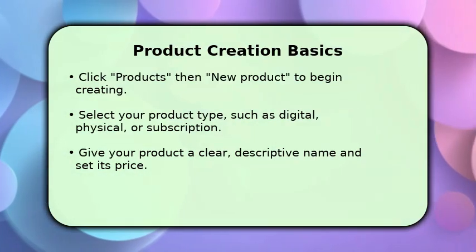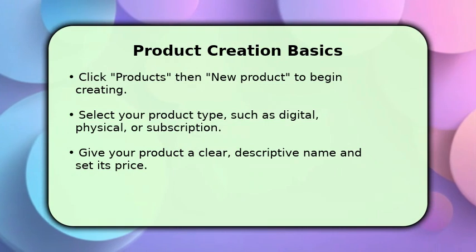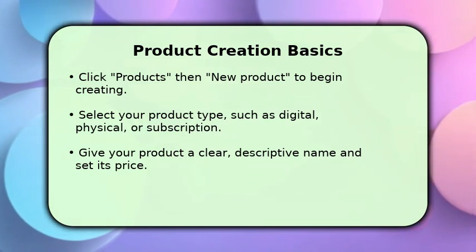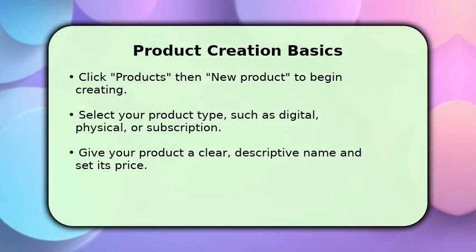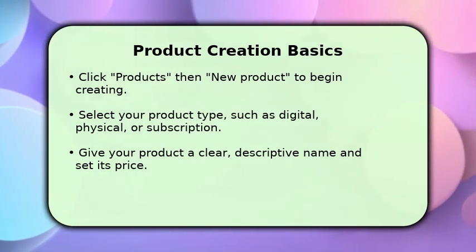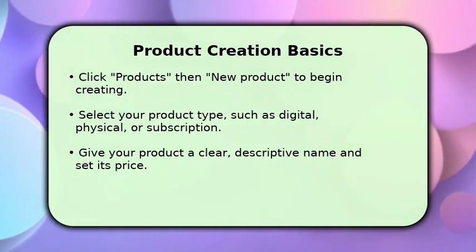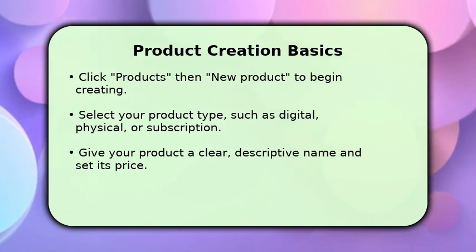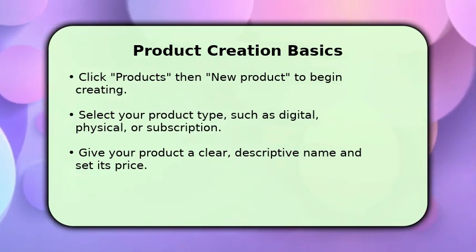With your profile set, it's time to create your first product. Navigate to the Products section and click New Product. You'll choose from various types like a digital download, a physical item, or a subscription service. Give your product a compelling name and set a fair price.